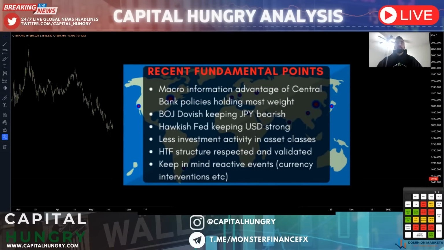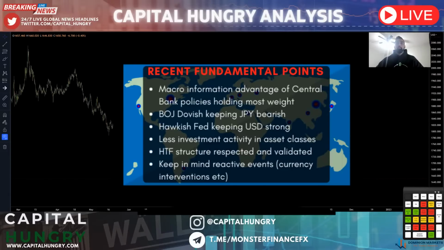Recent fundamental points and fundamentals holding the most weight. If you've been following along with Capital Hungry market updates, higher time frame analysis, and so forth, you will understand that we have been playing the macro information advantage of central bank policies holding the most weight, and more specifically looking at the Federal Reserve and their active rate hike cycle. We understand the Federal Reserve's active rate hike cycle is starting to end the free money decade, having less investment in institutional activity in the markets, overall seeing bearish asset classes such as gold, stock markets, real estate, crypto, and so forth, and US dollar domination.